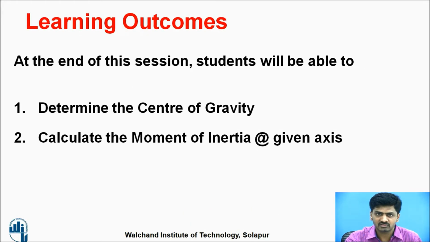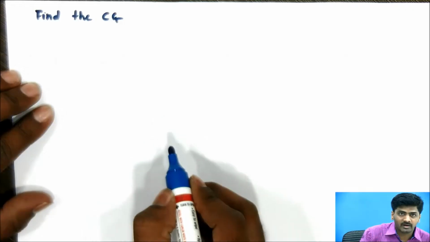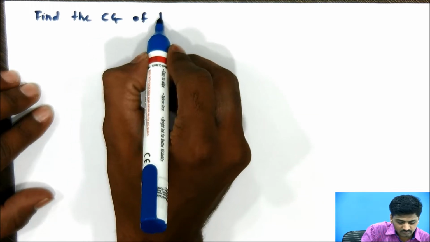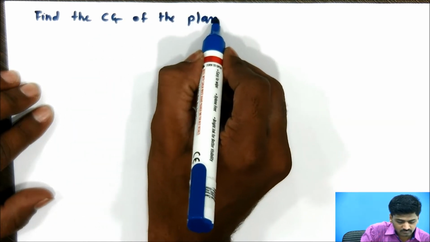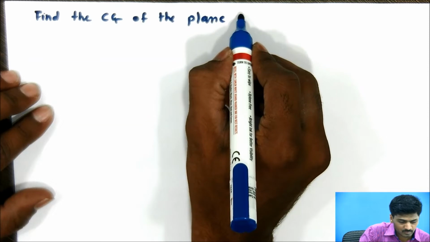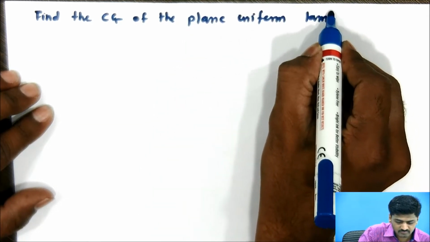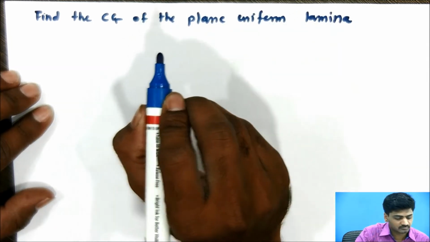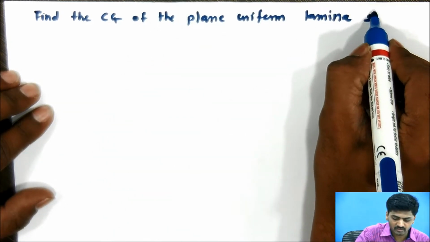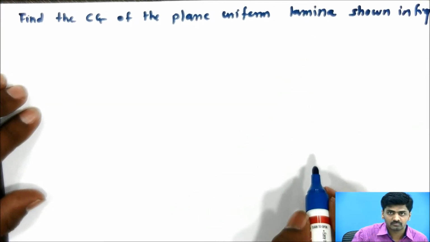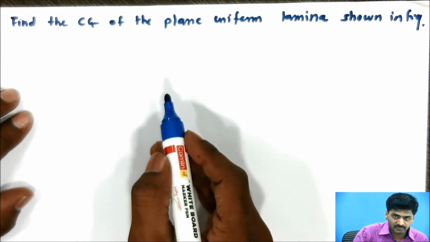Thus, in today's session, we are identifying the center of gravity and the moment of inertia, the centroid of the plane uniform lamina shown in the figure. Let's observe the figure first.